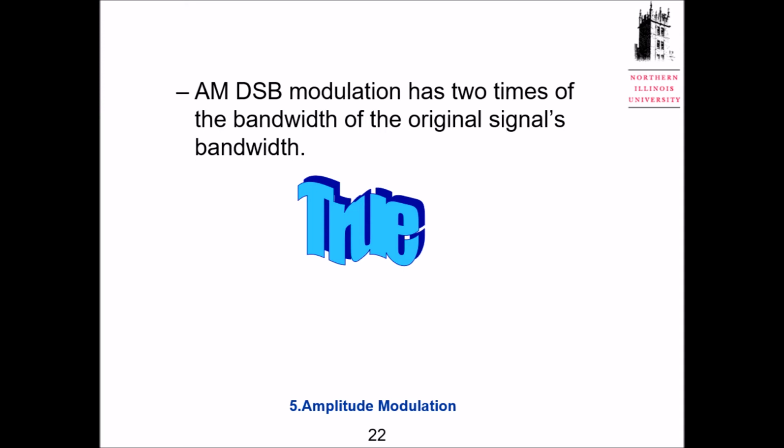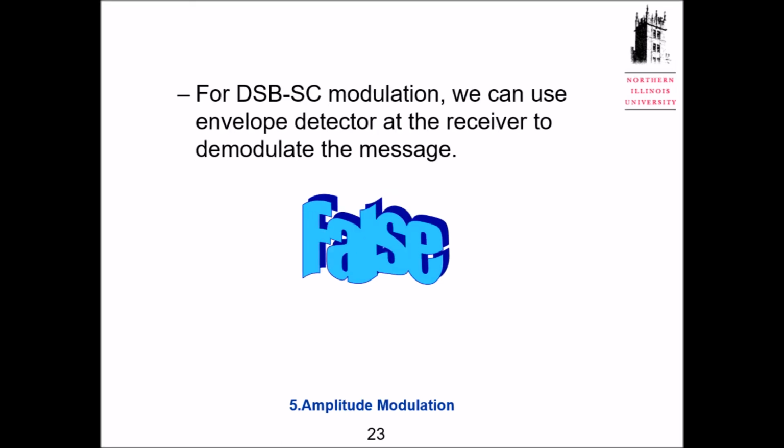Okay, look at this one. AM, double sideband modulation, has 2 times the bandwidth compared with the original signal's bandwidth. So we call it double sideband, because the bandwidth is twice the original signal's bandwidth. For double sideband suppressed carrier modulation, we can use an envelope detector as the receiver. No. Only for large carrier can we use an envelope detector, and for this one we have to use a coherent detector or synchronized demodulator.